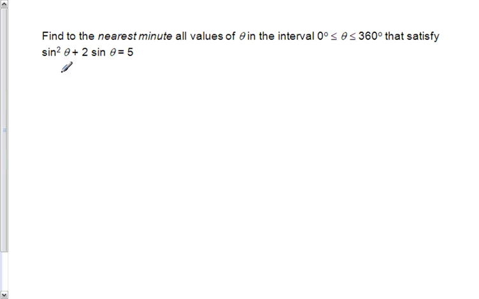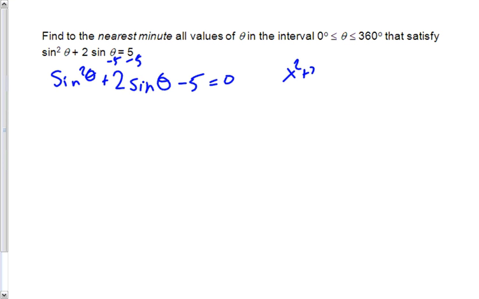Whenever I have a quadratic, always get it so that I have it equal to 0. So I'm going to subtract 5 from both sides, and I get that. I have to think of it in terms of x squared plus 2x minus 5. Can I factor that? Things that multiply to give me 5 are 1 and 5. That doesn't give me 2. I'm not going to deal with that.